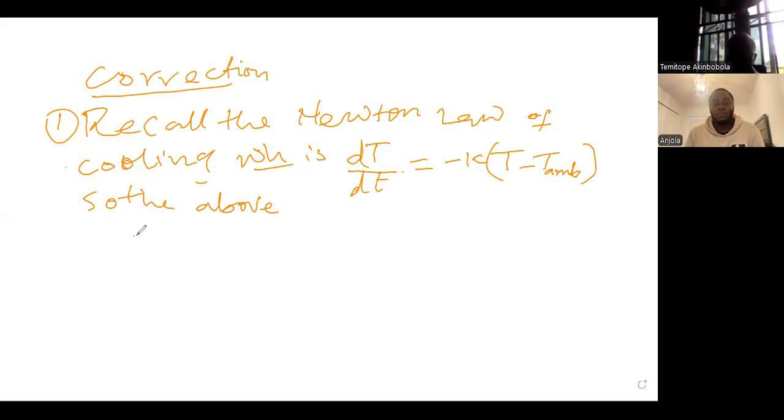To solve the above, we are going to separate the variables. Do you understand that now? Solve the above by separation of variables.